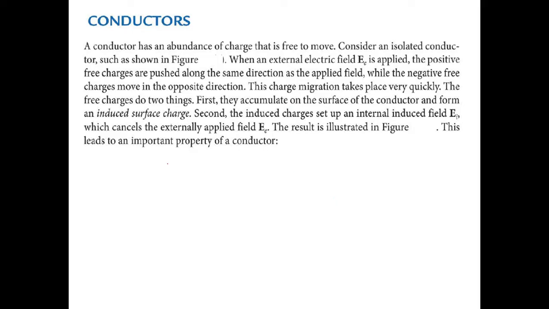So what happens here? A conductor has an abundance of charge that is free to move. When does it move? Only when we apply some external electric field, the free electrons inside the conductor will move. Right. So consider an isolated conductor shown in the figure. So you have to understand what is an isolated conductor. Isolated conductor means we'll just give some electric field and we'll remove the electric field. The electric field will not be continuously given to this isolated conductor. That is the meaning. Right.